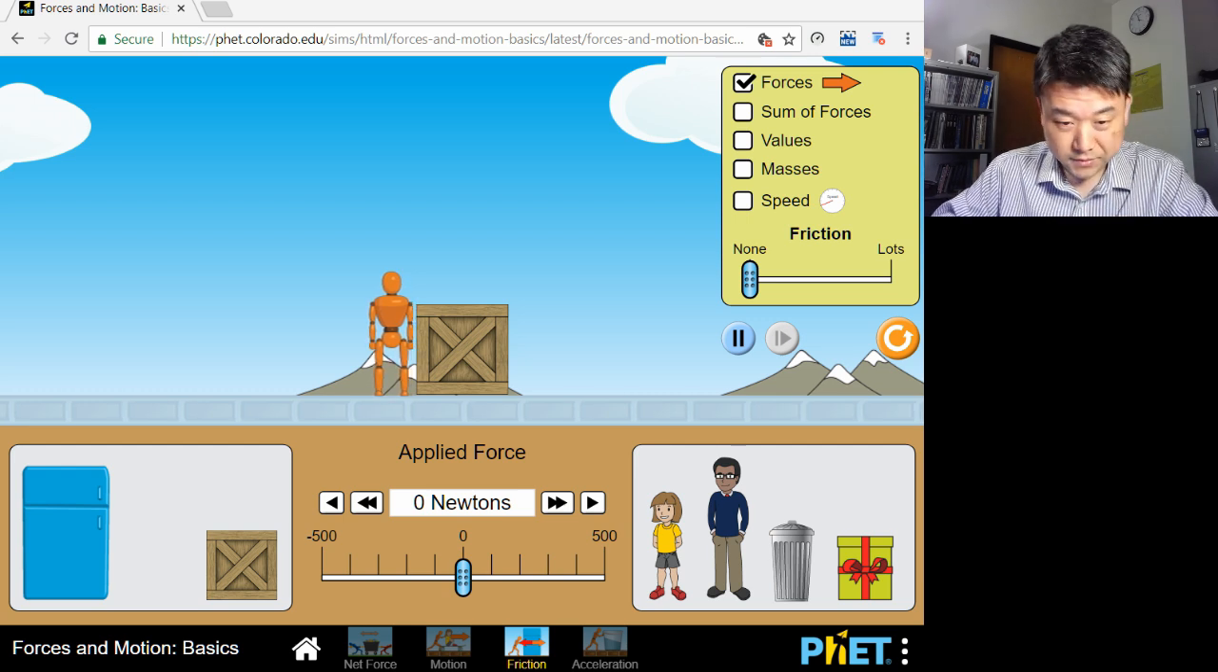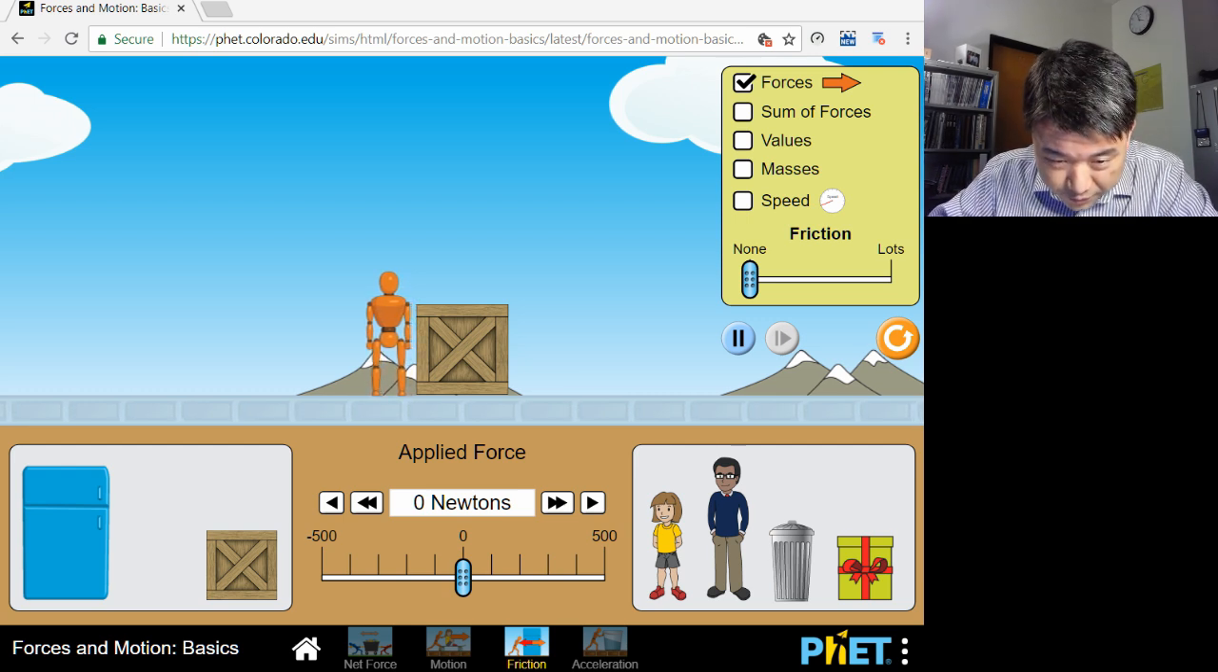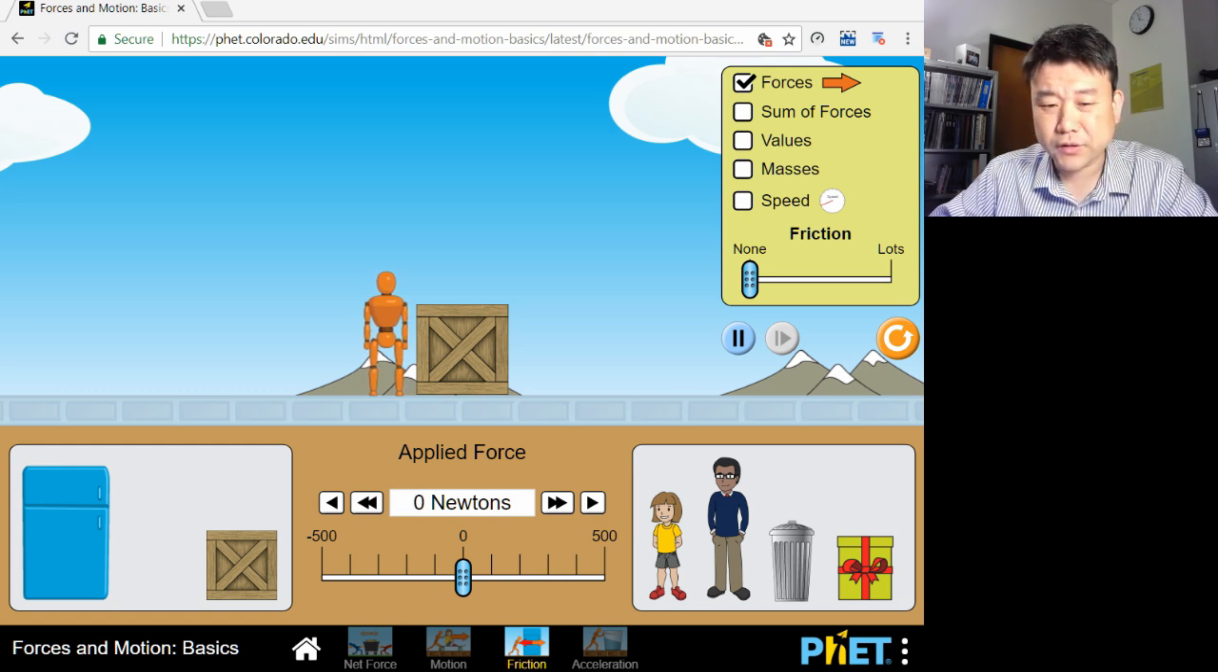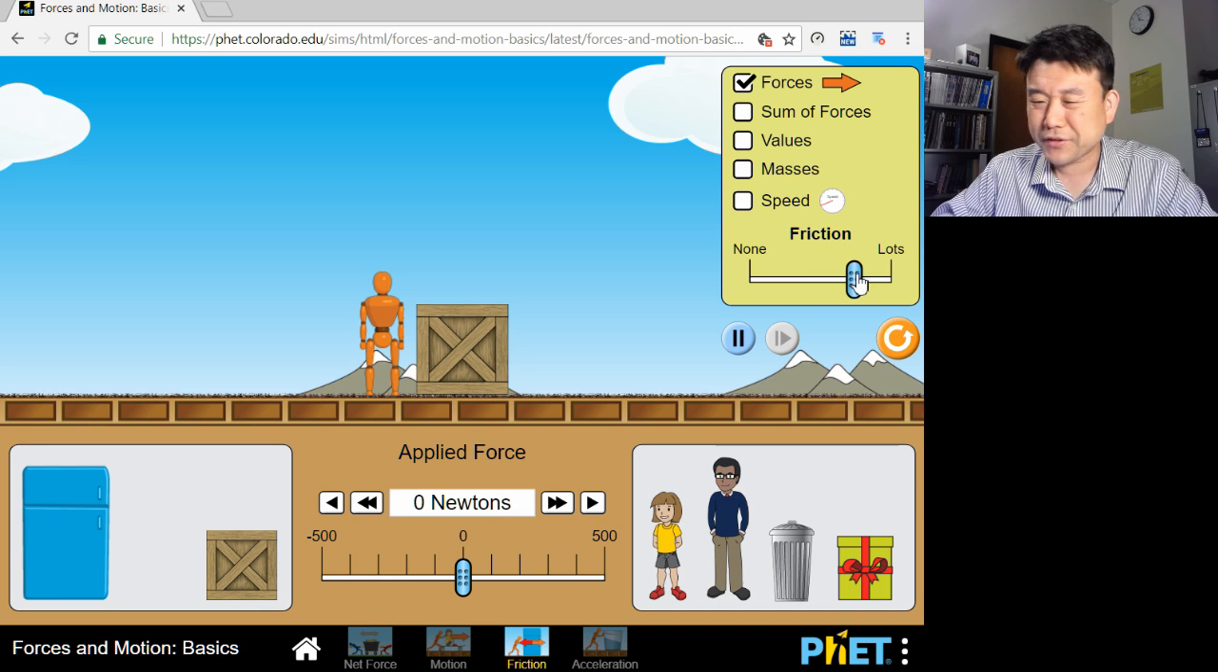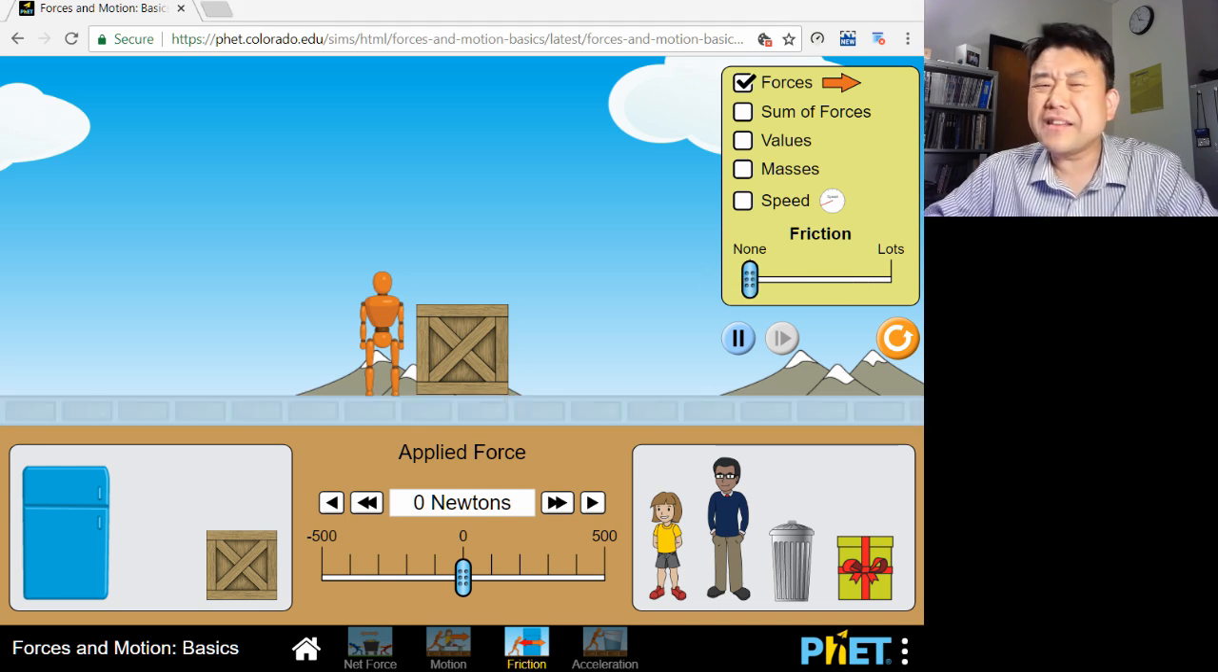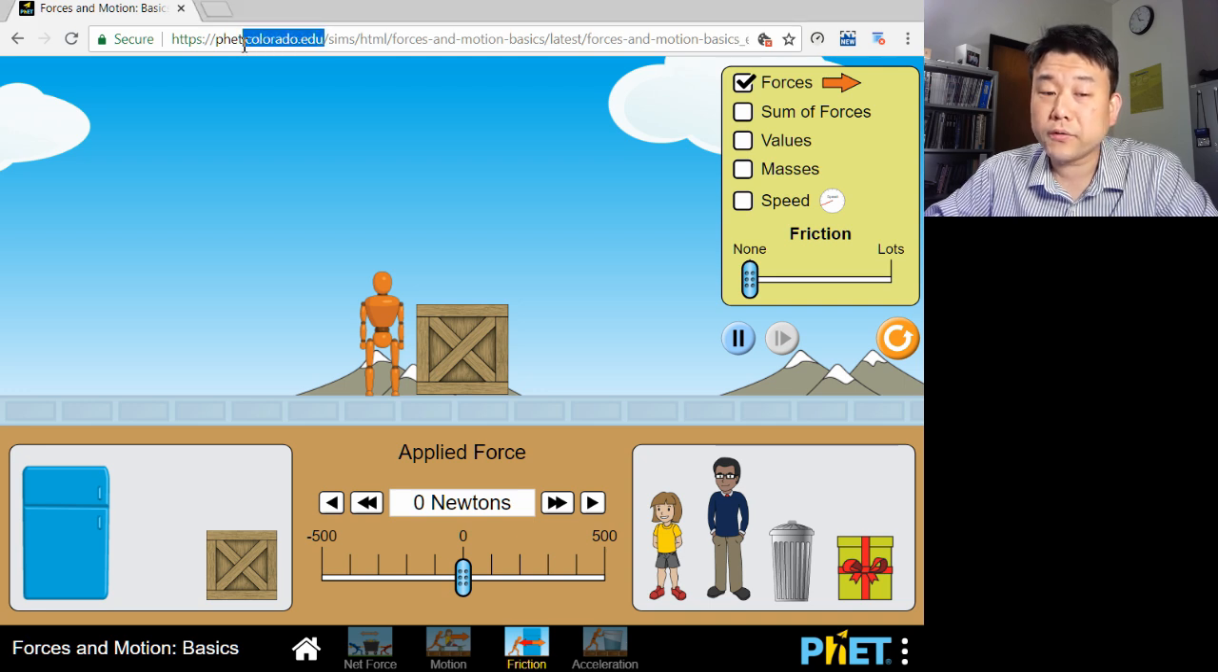In fact, this crate here has been moving very slowly the whole time with 0 friction. So to bring it to a complete stop, nothing does it better than friction. I encourage you to spend enough time here until this makes sense. You can find this simulation on the PHET website, phet.colorado.edu, to play around with it.